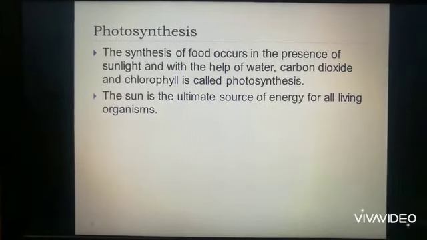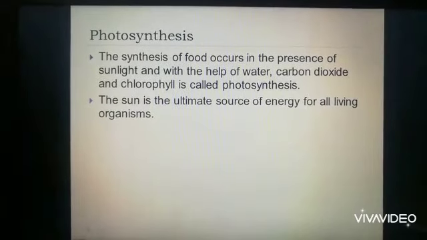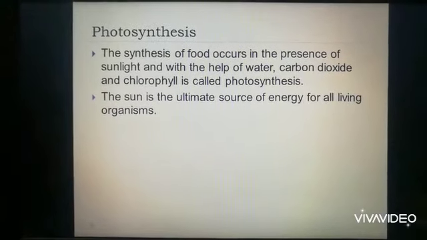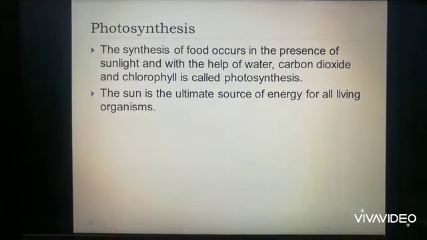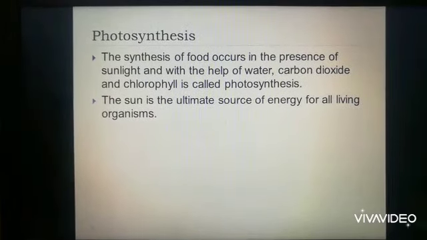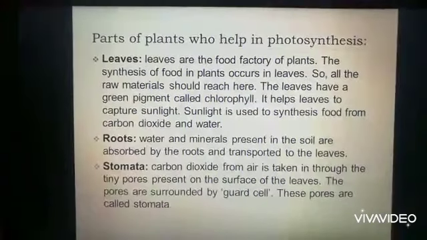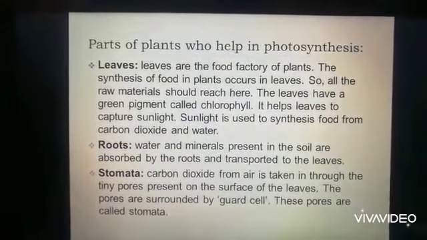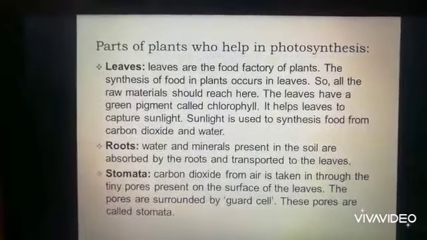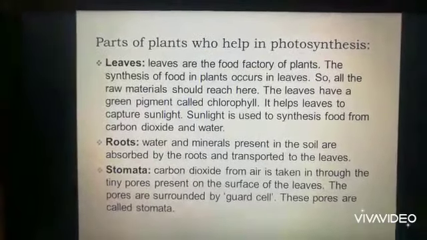So who can do photosynthesis? Yes, plants. Plants alone can perform photosynthesis with the help of water, carbon dioxide and chlorophyll. So this is the basic process of the autotrophic mode of nutrition. As photosynthesis is done inside plants only, here are the parts of the plants that help in photosynthesis.